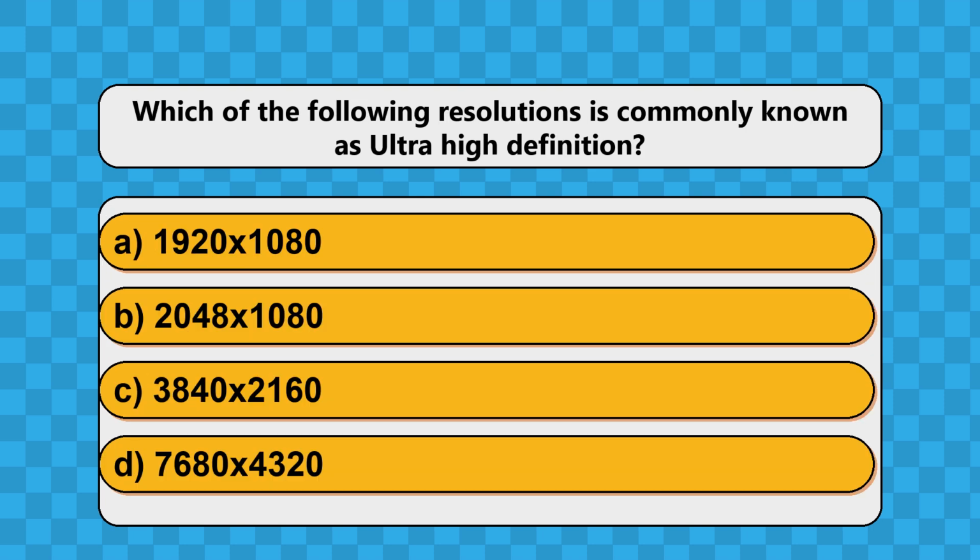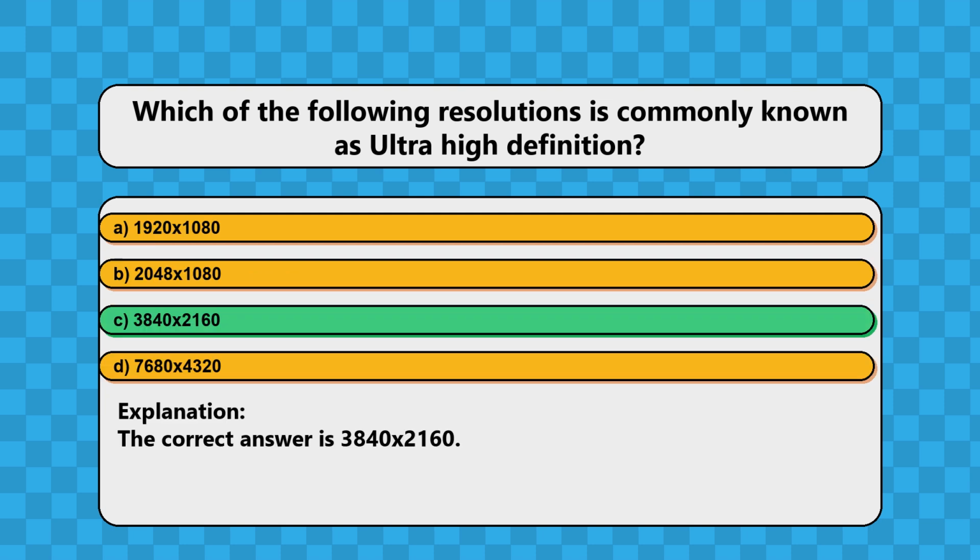Question 75. Which of the following resolutions is commonly known as ultra-high definition? Option A, 1920x1080. Option B, 2048x1080. Option C, 3840x2160. Option D, 7680x4320. The correct answer is option C, 3840x2160.